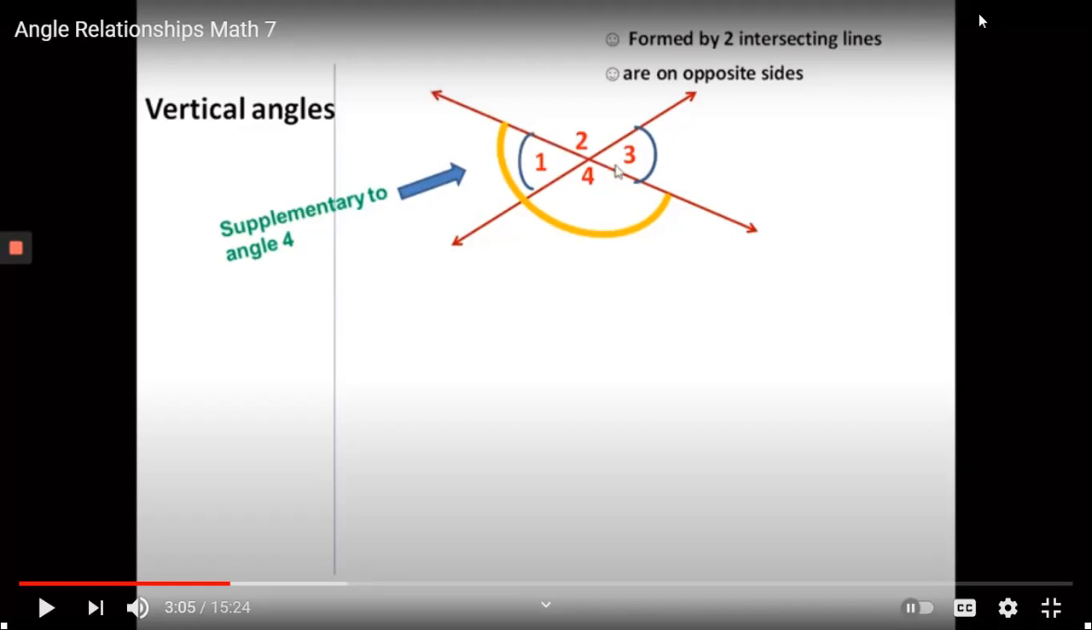Second question: 2 and 4. Vertical. Yes, 2 and 4 are vertical angles. Do you have any complementary angles in this question? No, we don't have any, because there are no right angles. For complementary angles, we should have a right angle. Amazing, very good. Okay, 3 and 4.